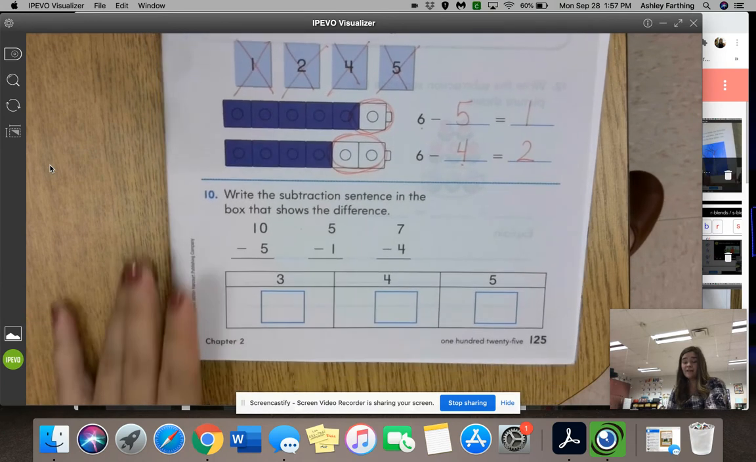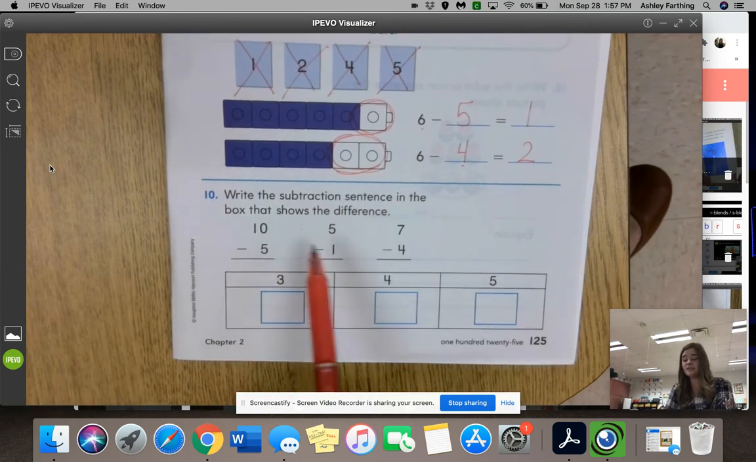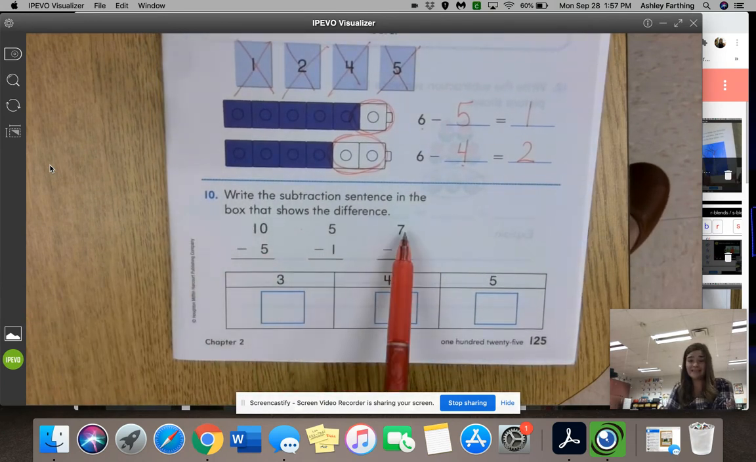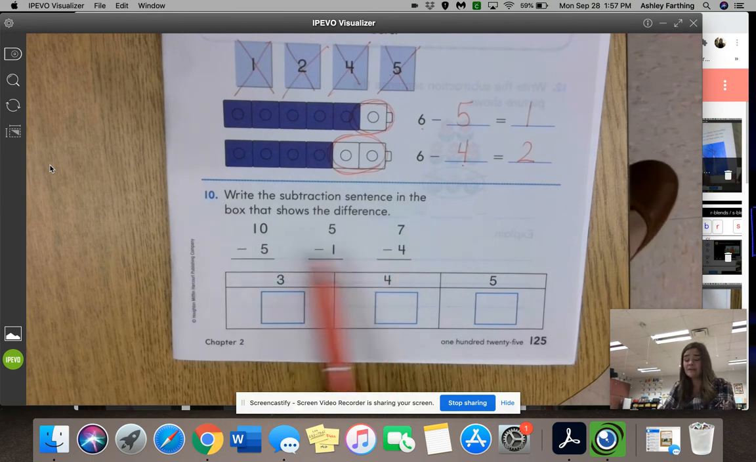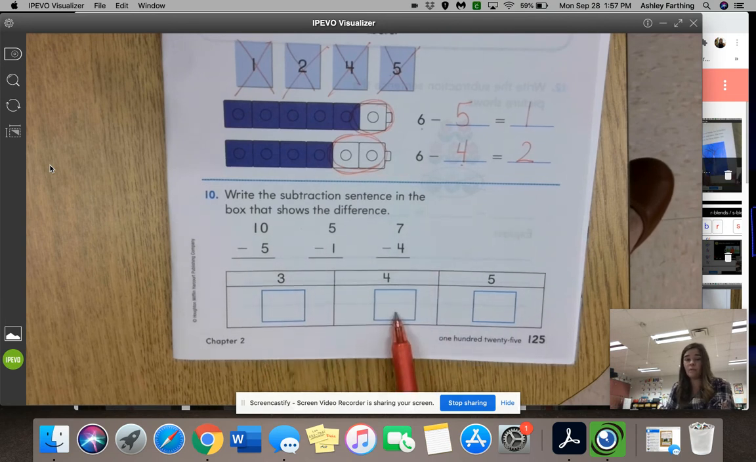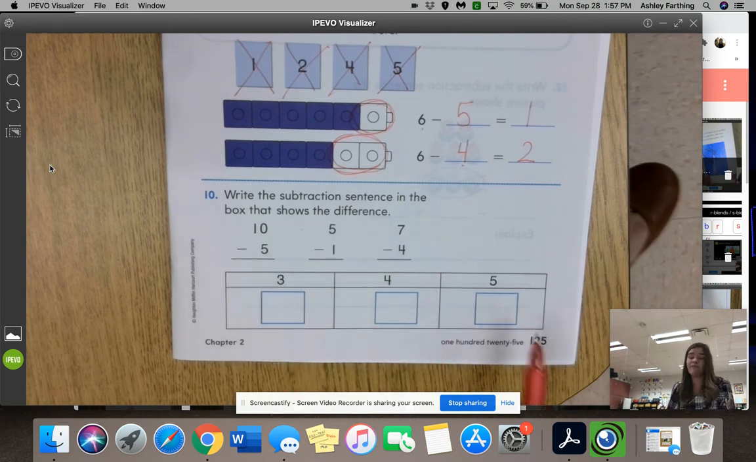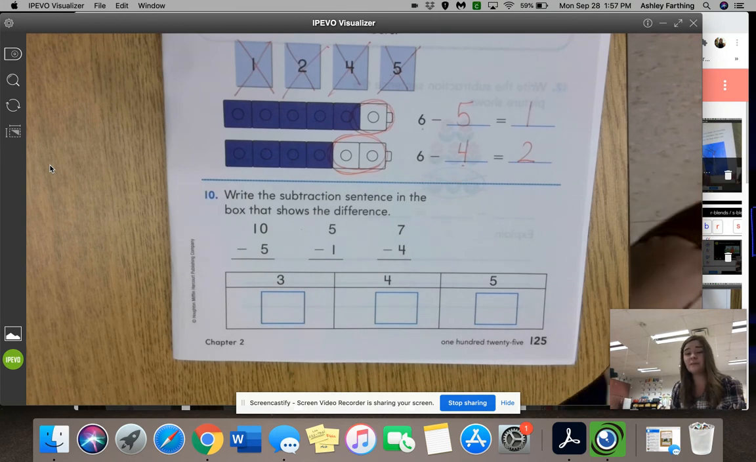Okay, now for number 10, we have to put these 3 subtraction sentences in the box where they belong. So one of these subtraction sentences equals 3, one of these equals 4, and one of these equals 5. We have to match it to where it belongs. So let's do it together.